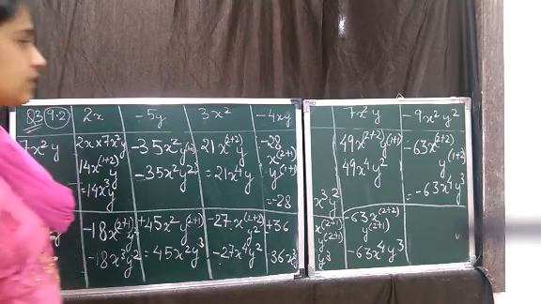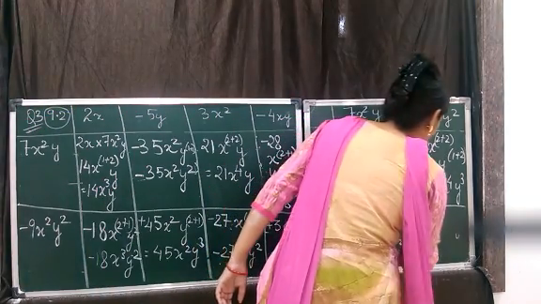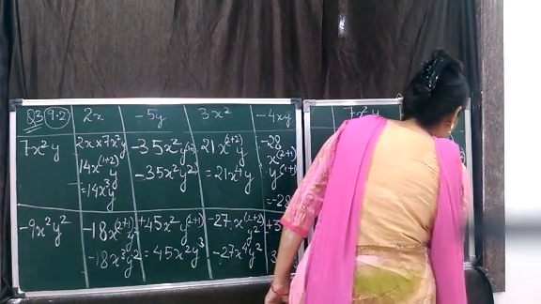Then minus 9 into minus 9. 9 9s are 81. Minus minus becomes plus. Then powers are going to get added. For x, 2 plus 2.